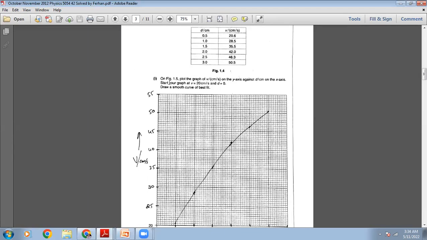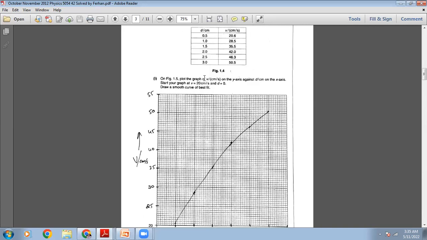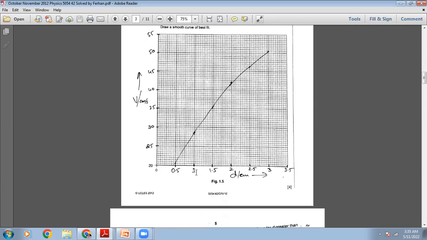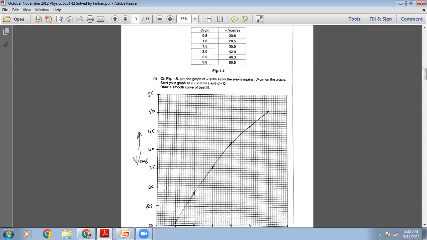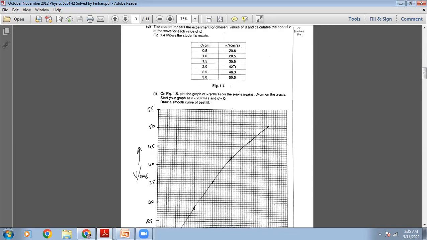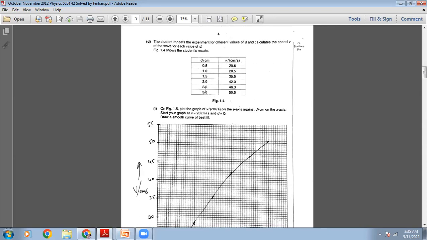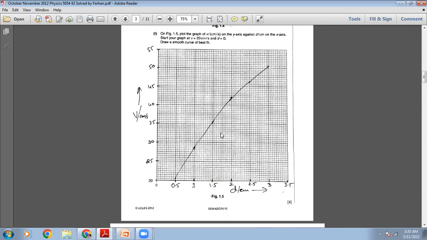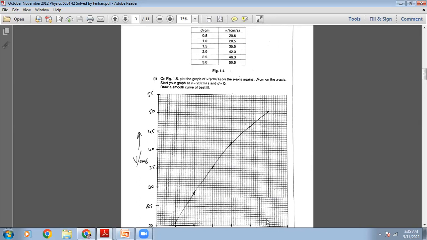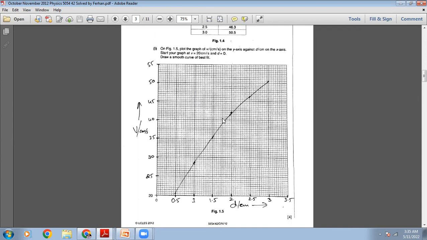Let me show you. At 0.5, 20.6, so the dot will be here. At 1, 28.5, it will be here. At 1.5, 35.5, it will be here. At 2, 42.0. And at 2.5, 46.3, so the dot will be here. At 3, 50.5, put a dot here. Then I will join them with a smooth curve.